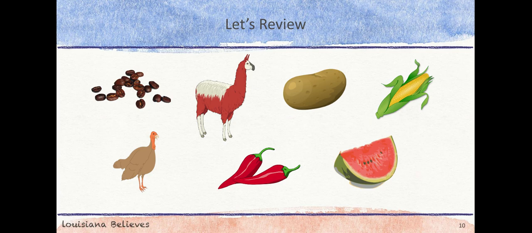Tomatoes are now an important ingredient for many Italian recipes. Cash crops such as coffee, sugar, and tobacco were grown for large profits on both sides. Many of these exchanges changed the way people lived and still exist in both the New and Old World today.